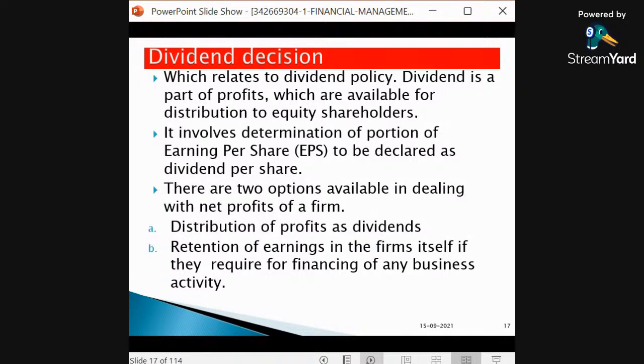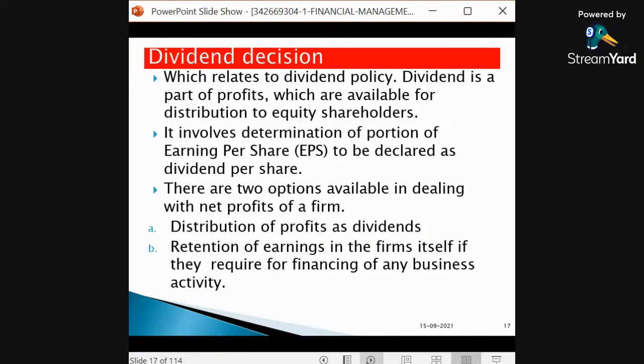Lastly, we're dealing with dividend decision, which relates to the dividend policy. Dividend is a part of profits, which are available for distribution to equity shareholders. So it involves the determination of portion of earnings per share, or EPS, to be declared as dividend per share. There are two options available in dealing with net profits of a firm. We have distribution of profits as dividends and retention of earnings in the firms itself as if they require for financing of any business activity.